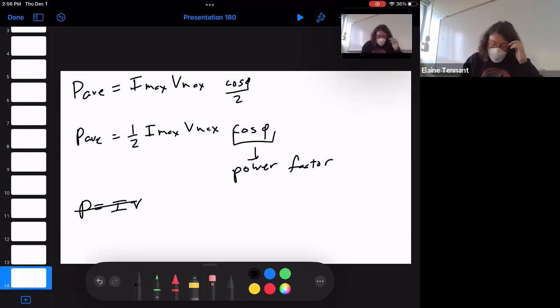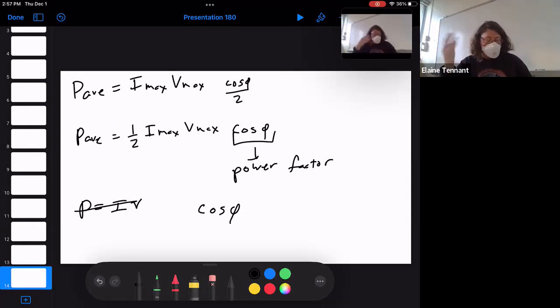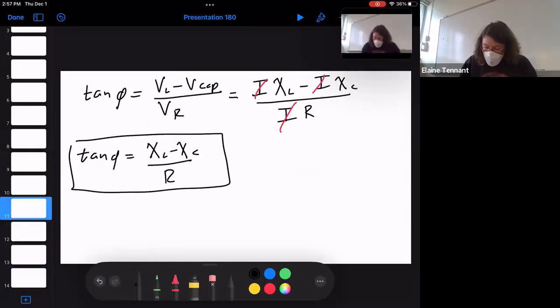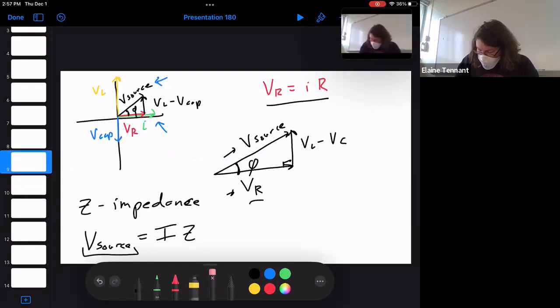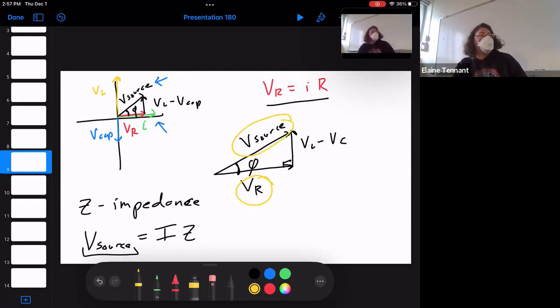Really quick, just so you guys can see it. If you want to talk about your power factor in terms of your inductors and your capacitors and your resistors, you would go back to this triangle here, because you still really care that that's still your phase angle. So the cosine of that phase angle would be the adjacent over the hypotenuse.